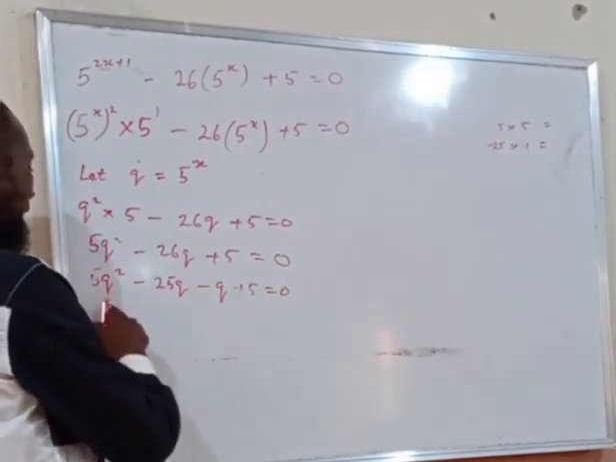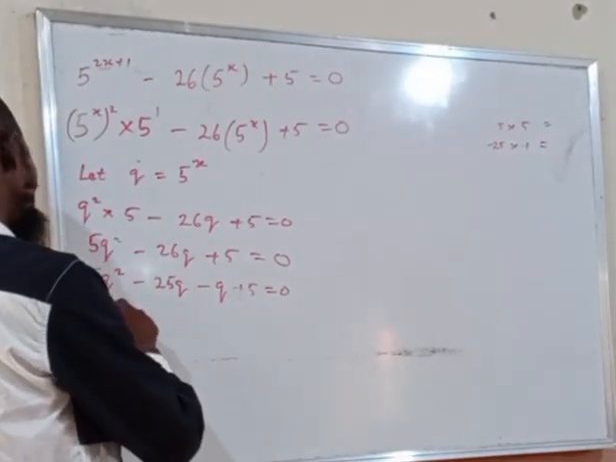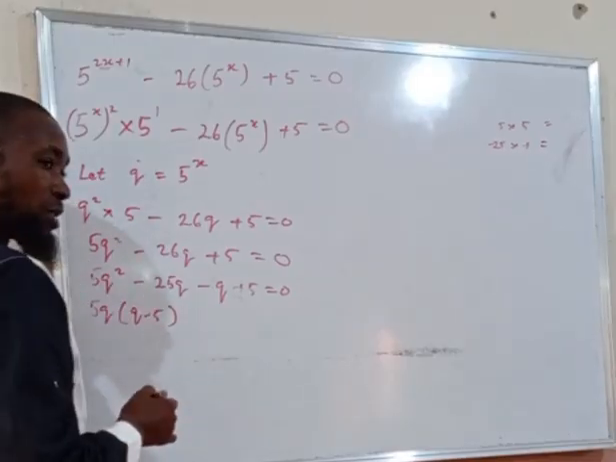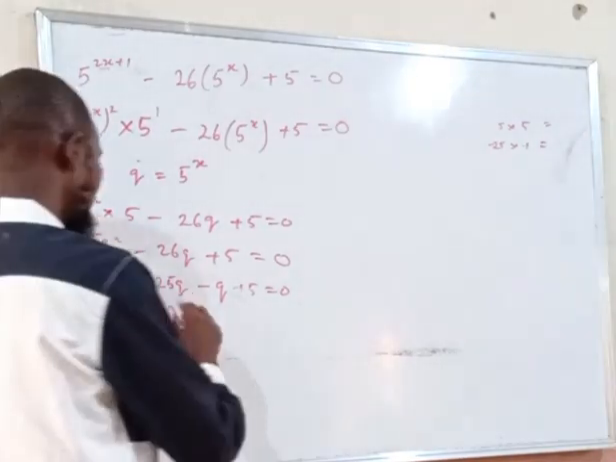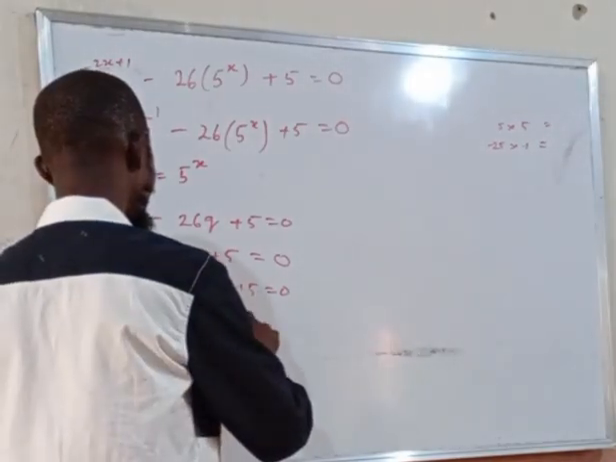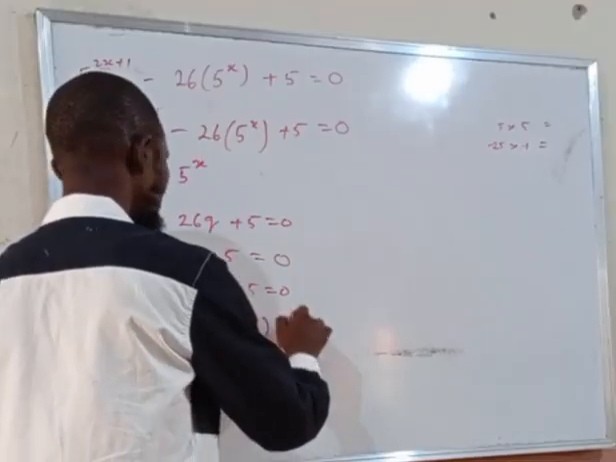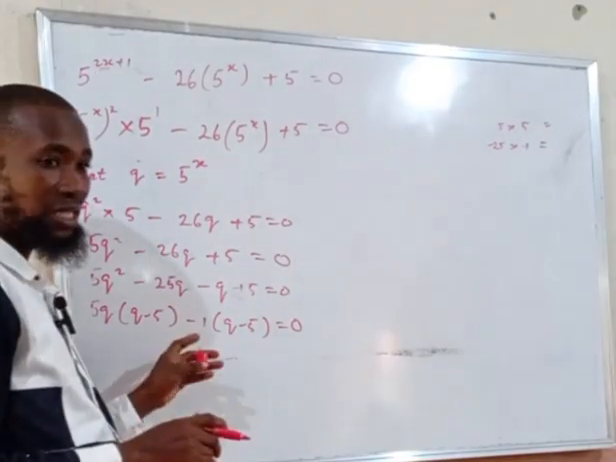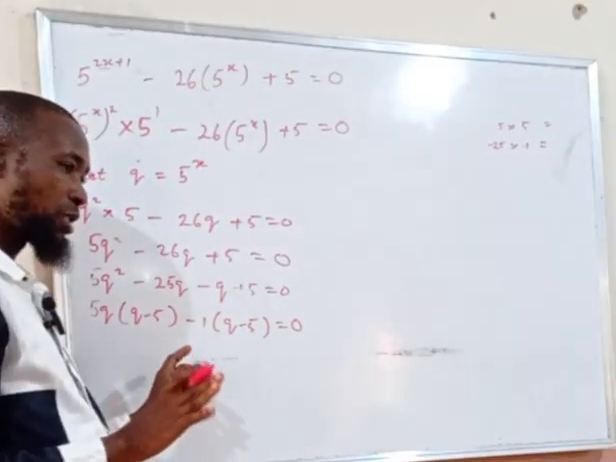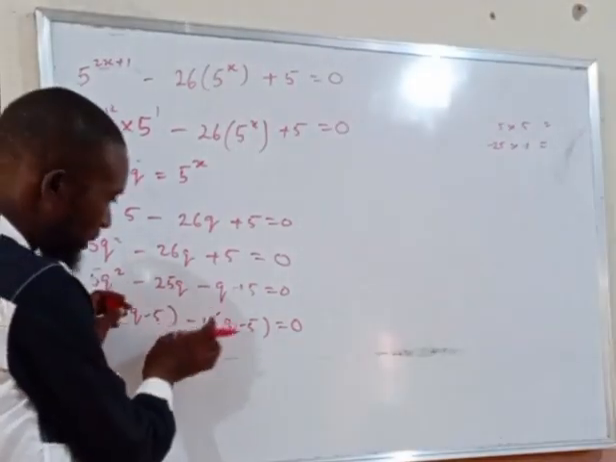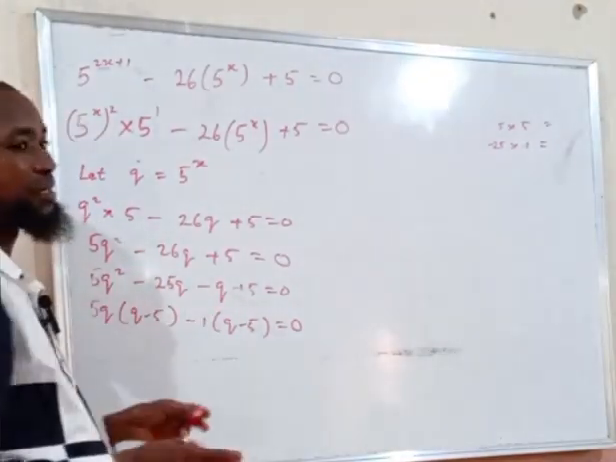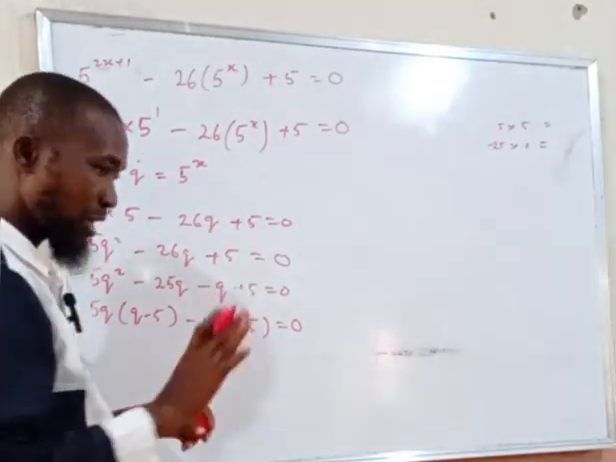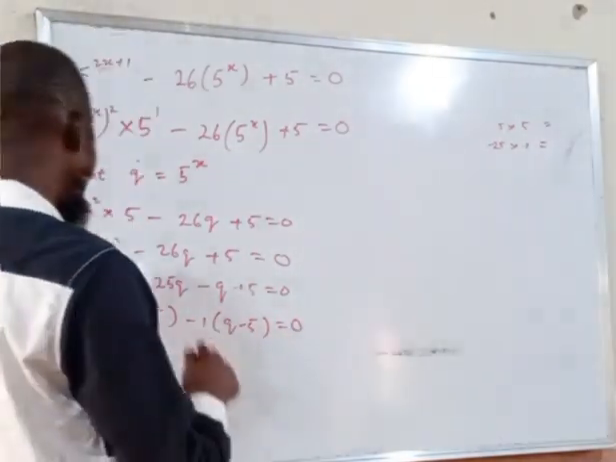So to do this area, it's going to be 5q into q minus 5. Is it clear? I don't want to bother you with this area. Then minus 1 into q minus 5 is equal to 0. The reason why I don't want to bother you with this is you know an alternative method. Is it clear? And I don't want to be explaining factorization in this thing. Is it clear? Use the one you know already. As soon as we get to the topic, we are going to do it.